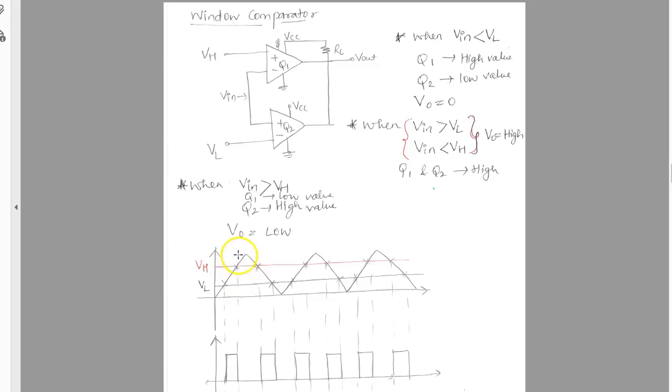This case is when your input voltage is greater than VH, and this case is when your input voltage is less than VL. In this case, Vn is less than VL. In this case, Vn is greater than VH. So in both cases, the output will be low, and it will be high when the input is between VL and VH. So that's what you see here. We have this signal coming out. So that's the window comparator.